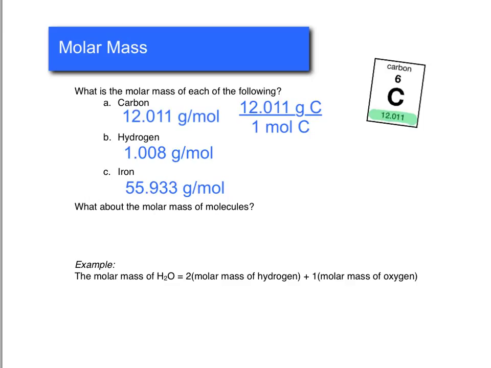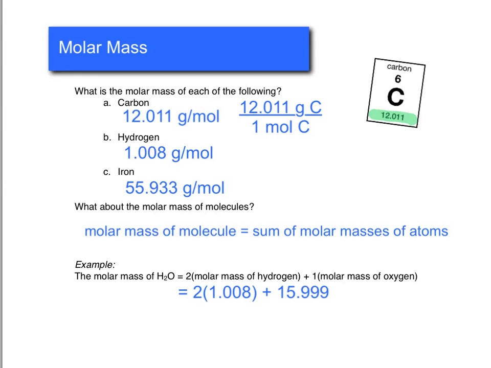And the molar mass of molecules you can get by adding up the molar masses of all of the individual components. So if we go back to our cheese sandwich example, if you wanted to know how much one cheese sandwich weighed, you could also add up the mass of 2 slices of bread plus 1 slice of cheese, and that would give you the mass of the sandwich. So if we look at an example for the molar mass of water, which is 2 hydrogens and 1 oxygen, then we would take 2 times the molar mass of hydrogen, which is 1.008 grams per mole, plus 1 times the molar mass of oxygen, which is 15.999, and then when we add those together, we get the molar mass of water.